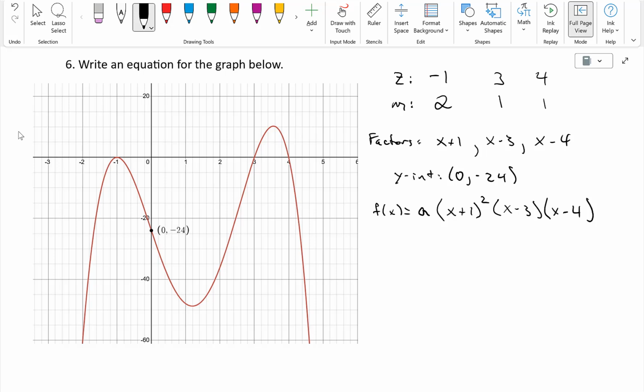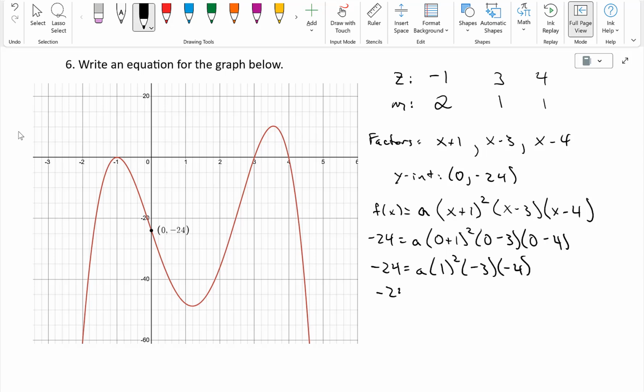And now to find that value for a, we want to put in the y-intercept. So we know our function or our y value, and we know our value for x. So the only thing we don't know will be a when we substitute those in. So we can do negative 24 equals a times (0 plus 1) squared times (0 minus 3) times (0 minus 4), or negative 24 equals a times 1 squared times negative 3 times negative 4. It's going to give us negative 24 equals a positive 12a. And if we divide by 12 there, we get that a is negative 2.